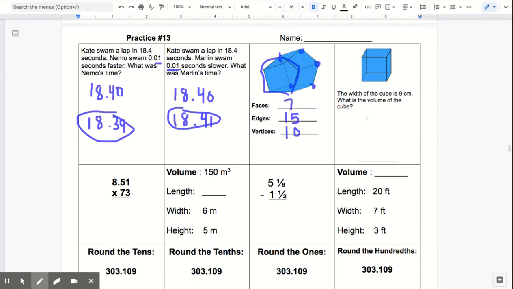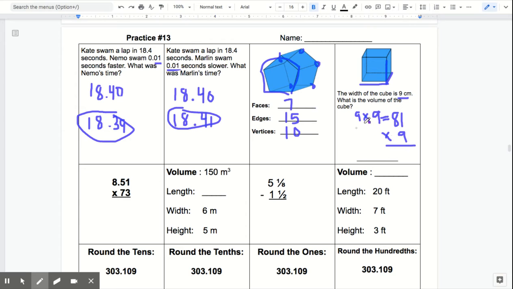Next one. The width of the cube is 9 centimeters. What is the volume of the cube? So remember, cubes are kind of similar to squares, being that every length is going to be the same. So length, width, and height will all be 9. So the volume of the cube, so length times width times height, which is 9 times 9 times 9. So 9 times 9 equals 81. And then I have to multiply that by 9 more.